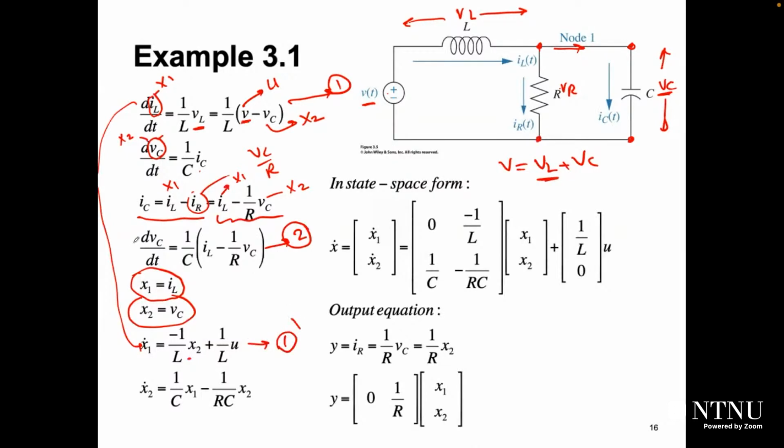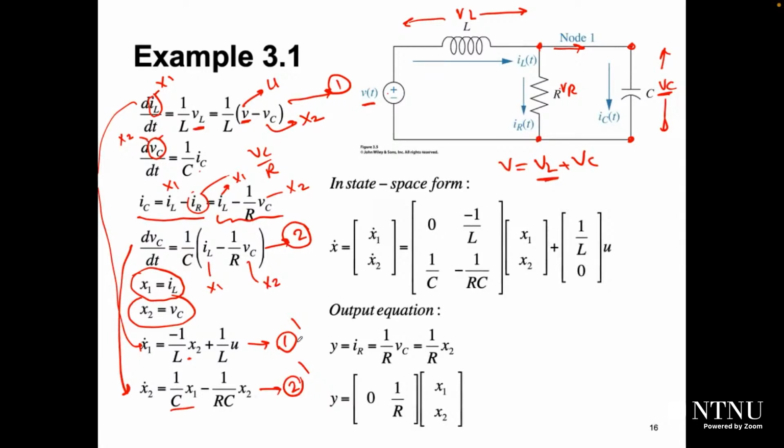We will go to the second equation. It's the same. VC is X2. So dVC by dt will be replaced by X2 dot equal. Yes, IL is X1 and VC is X2. So just to write it in a nice way, it will be 1 divided by C multiplied by X1 minus 1 divided by RC multiplied by X2. So this is equation number 2.